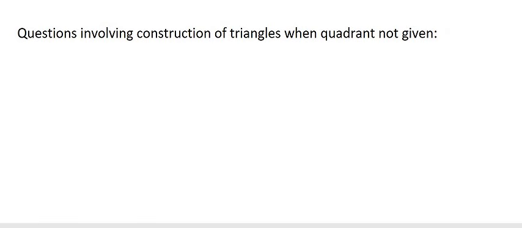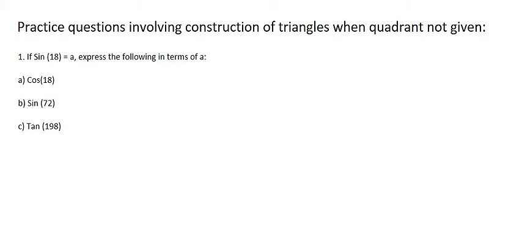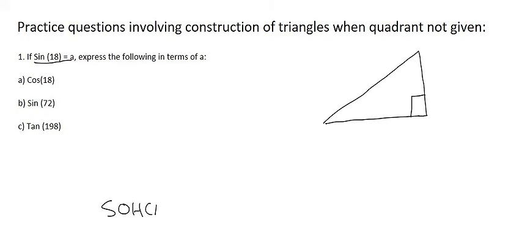Now, in other types of questions, they're not going to specify a quadrant. So then what you do is you just draw yourself a random little triangle. Those types of questions are going to look like this. They'll say something like, if sin of 18 is equal to a, express the following in terms of a. And then they'll give you a whole bunch of stuff over here. So what we do with these types of questions is we typically just draw ourselves a little triangle. I can assure you that there's only a few types of questions that they ask, and I'm showing you all of them now. So if you can just learn all these different types, it should be fairly easy.